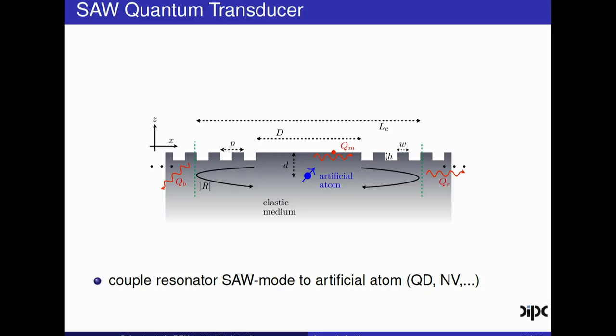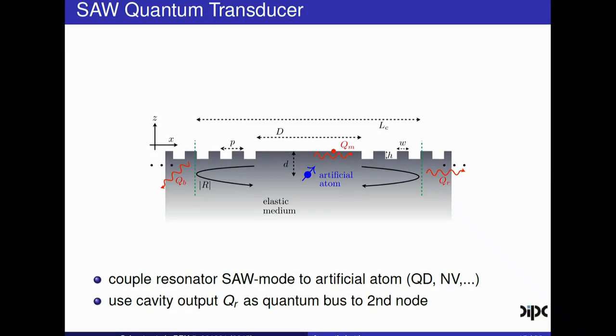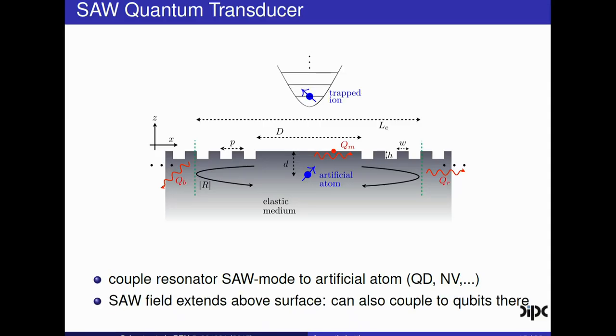So we have two types of losses in the system. We think of coupling this here and using an output mode in order to communicate possibly with other nodes of a network. And I point out, I will not pursue this, but since we had trapped ions in this session, these electric fields accompanying the surface acoustic waves extend to outside of the material as well.